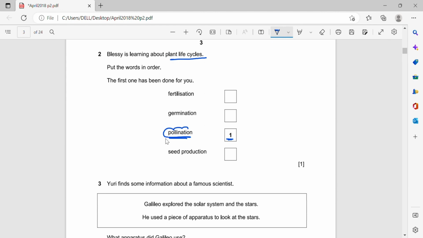Pollination happens, the transfer of pollen from the male flower to the female flower. Then what happens? Great, fertilization. The fusion of the male and the female gametes. After fertilization, what happens? We have the seeds. So seed production, and the last one is the germination.